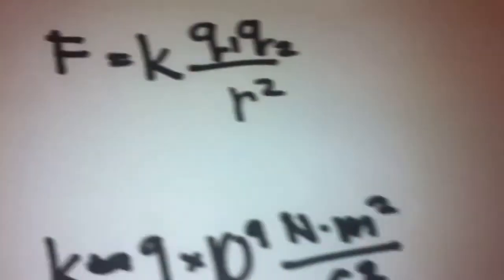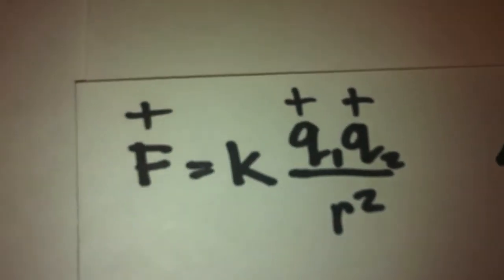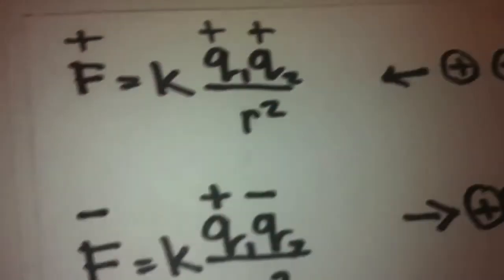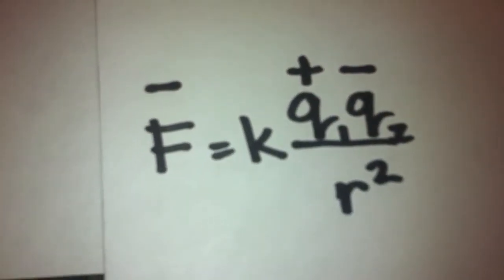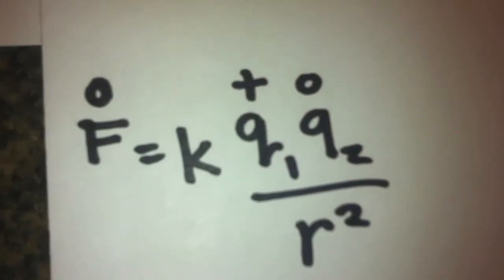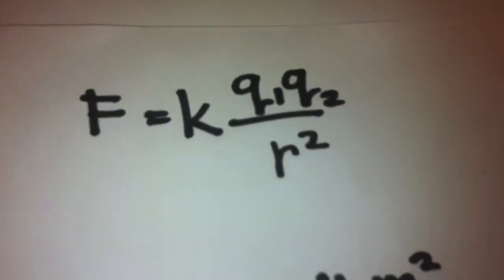An important thing to note is that the charges are multiplied together. So if Q1 and Q2 were both positive or both negative, the resultant force would be positive. Here it means the two charges would repel each other. If Q1 was positive and Q2 was negative, the result would be negative, which would mean that the forces would attract. And if one charge was neutral, or zero, the zero carries through the multiplication and the force between them would be zero.